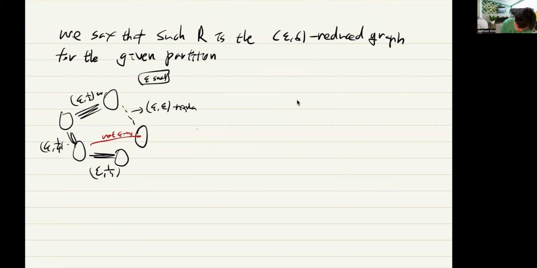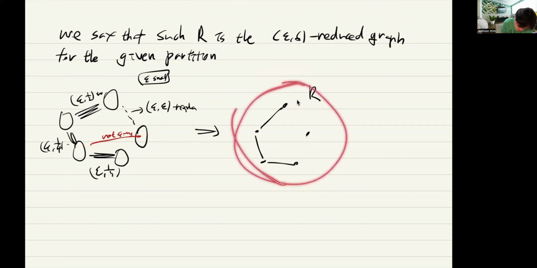Then what? You can encapsulate the information here by considering the graph R, where you add an edge if the pair is epsilon regular. This is epsilon regular, so you add an edge. This is epsilon regular, you add an edge. And this is not epsilon regular, so you don't add an edge. This is too sparse, you don't add an edge.